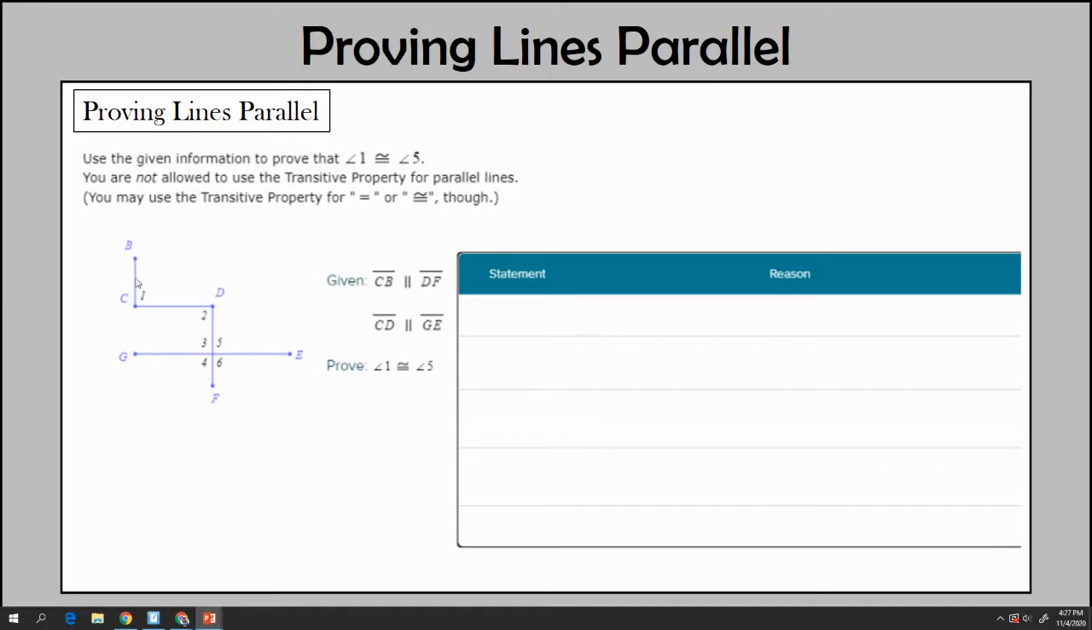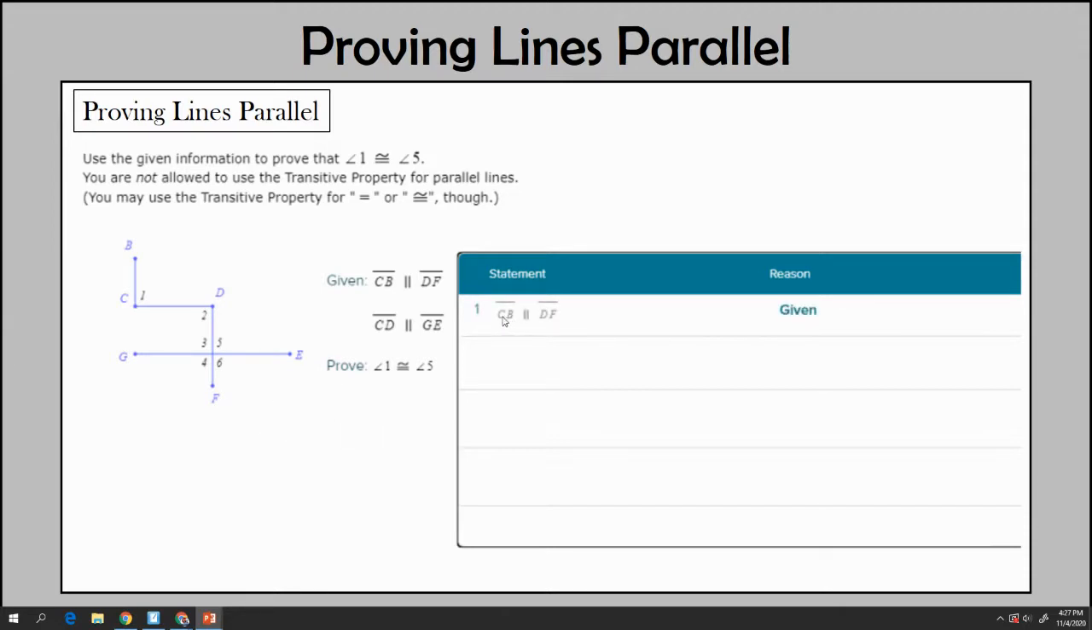All right, we're told that CB is parallel to DF. So this line is parallel to this line segment. That makes this a transversal. That makes 1 and 2 alternate interiors. We're also told that CD, this line, is parallel to GE, this line. So that's going to make 2 and 5 alternate interiors. And if you think about it, if 1 and 2 are congruent and 2 and 5 are congruent, then 1 and 5 are congruent by transitive. So that's going to be our process here.